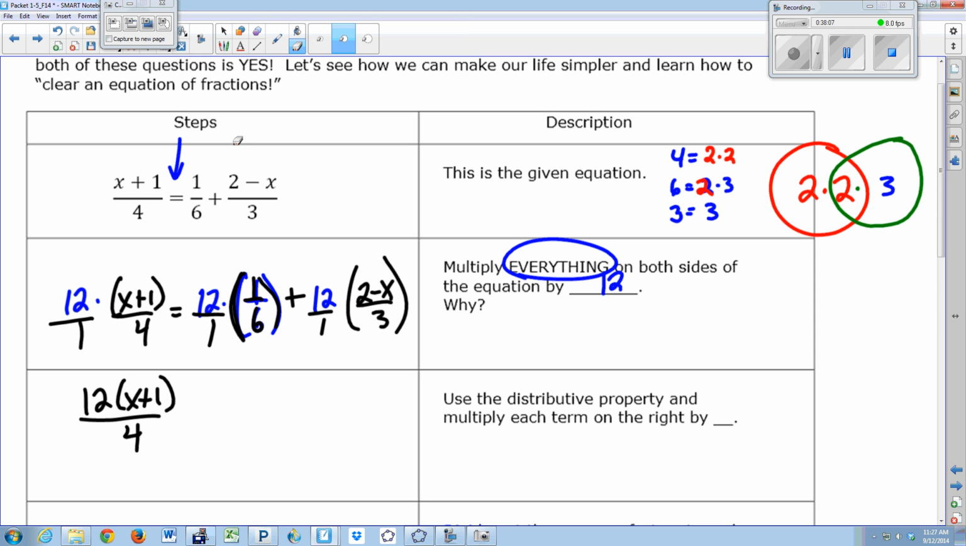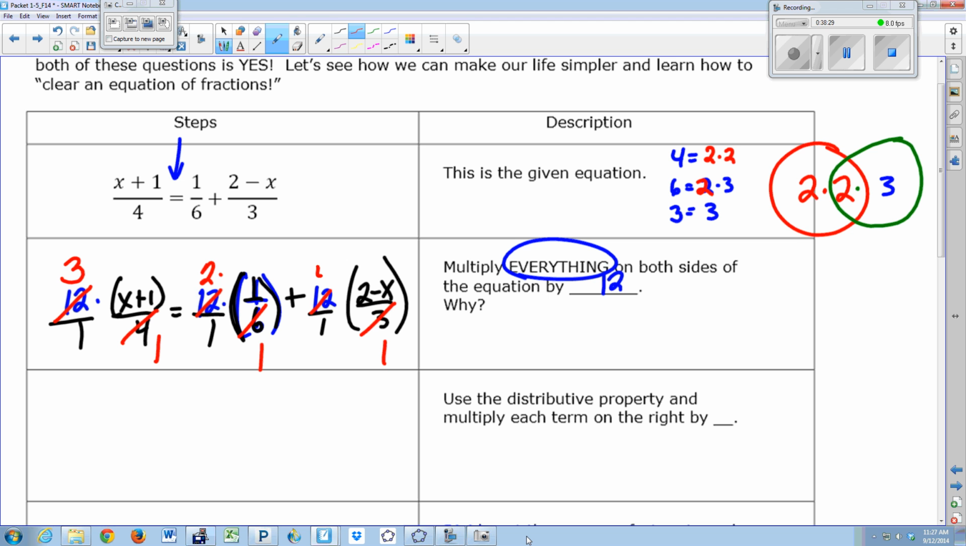Before I even move on, this is the golden part right here. 4 goes into 4 once, 4 goes into 12 3 times. How nice is that? Look at my denominator now, 1. 6 goes into 6 once, 6 goes into 12 twice. Beautiful. 3 goes into 3 once, 3 goes into 12 4 times. So what do I have now? 3 times x plus 1 equals 2 plus 4 times 2 minus x.